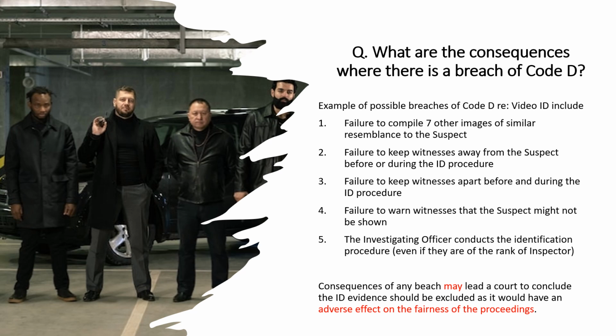Question: what are the consequences where there is a breach of Code D? Example of possible breaches of Code D re a video identification include, and pay careful note to these because these could feature in an SBAQ question. 1. A failure to compile 7 other images of similar resemblance to the suspect. 2. A failure to keep witnesses away from the suspect before or during the ID procedure. 3. Failure to keep witnesses apart before and during the ID procedure. 4. Failure to warn witnesses that the suspect might not be shown. And 5. The investigating officer conducts the identification procedure even if they are of the rank of inspector.